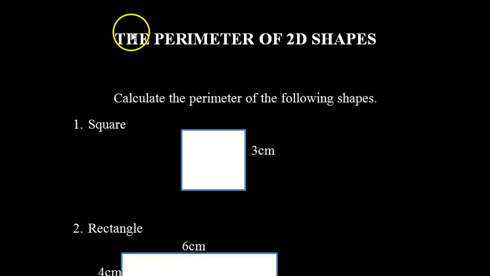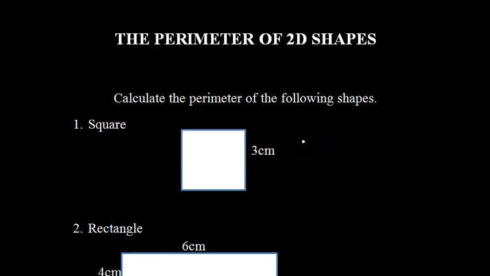In this tutorial, I just want us to talk about the perimeter of 2D shapes. Okay, now what is a perimeter? A perimeter is a total distance around a shape. Now we are going to talk about the perimeter of a few 2D shapes: the perimeter of a square, the perimeter of a rectangle, the perimeter of a circle, and the perimeter of a triangle.